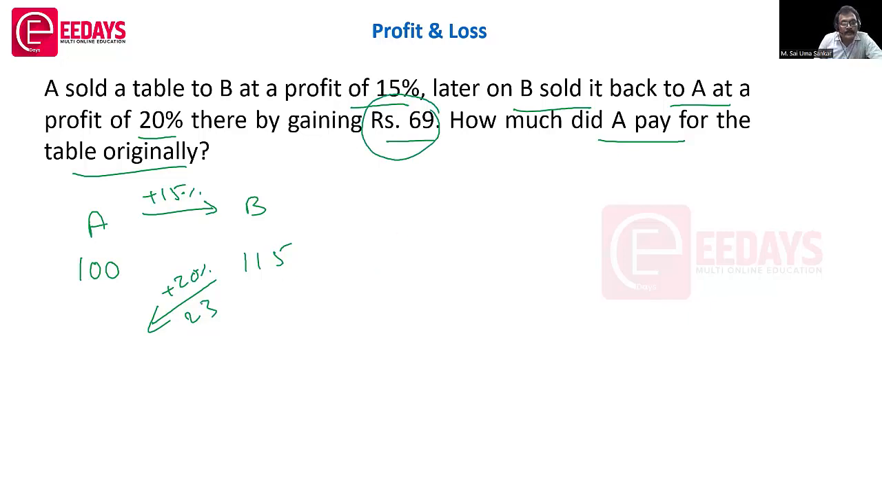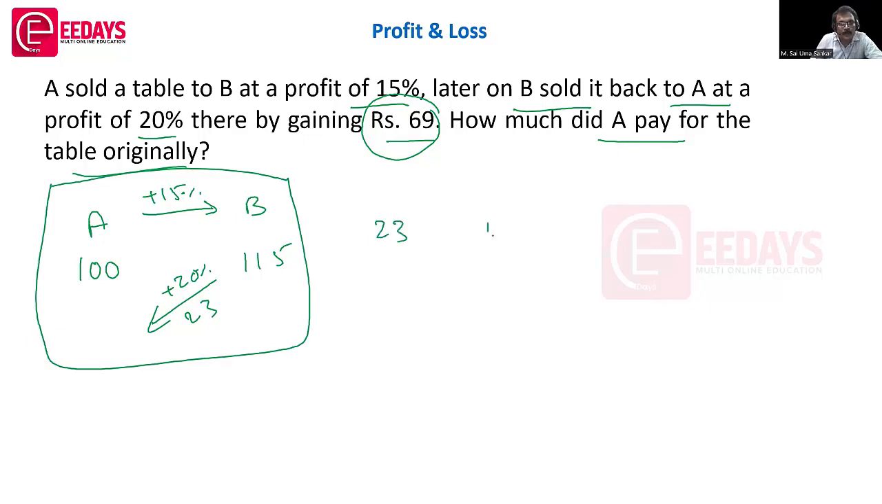See, in this transaction, if the profit is equal to 23, what is the cost price? That is equal to 100. If this profit is 69, now what is the answer? How to get this one? This is into 3. Now 100 into 3 is equal to 300 rupees, which is the required answer. That's it.